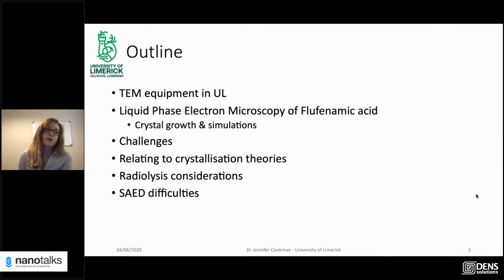So first of all, I'll go through the kind of equipment that we have in University of Limerick, and then I will describe to you the main results that I've gotten from the crystallization of an active pharmaceutical ingredient called flufenamic acid using liquid phase electron microscopy. I'll describe to you some of the challenges that I came across achieving these results, and then also how we can relate the observations to existing theories and literature that people have put together in the past.